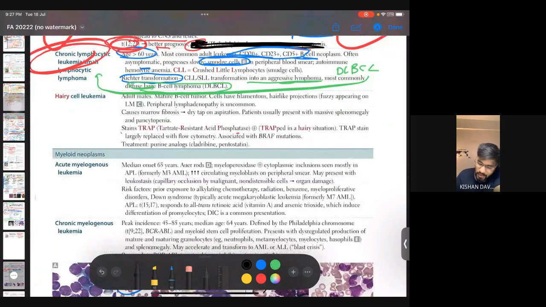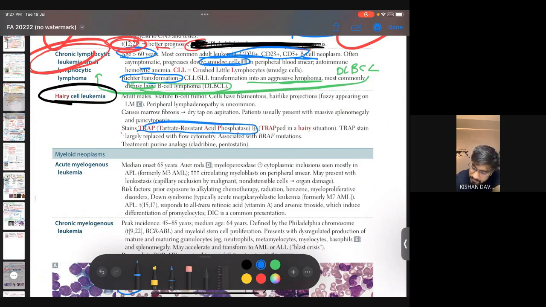Coming to hairy cell leukemia. Hairy cell leukemia is in its own class. There is no particular thing over here. Just one thing you need to remember is they are TRAP positive. And the exam will definitely give you TRAP positive. Direct question.